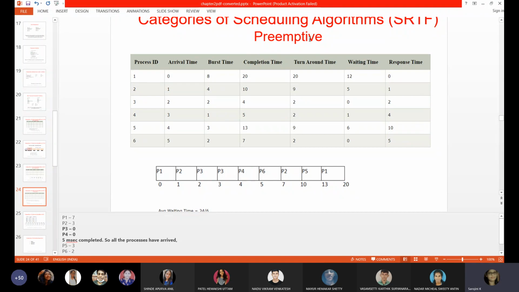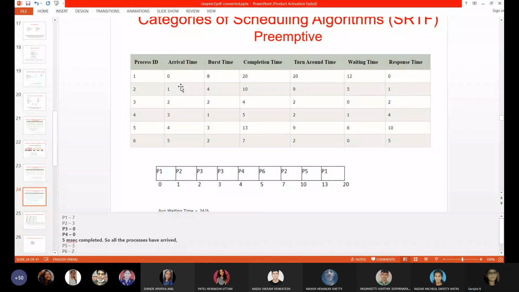In every millisecond, it has to wait for the CPU. It has to check the CPU burst time of all the available processes. At that point of time, the process having the shortest remaining CPU burst time will get a chance to use the CPU.